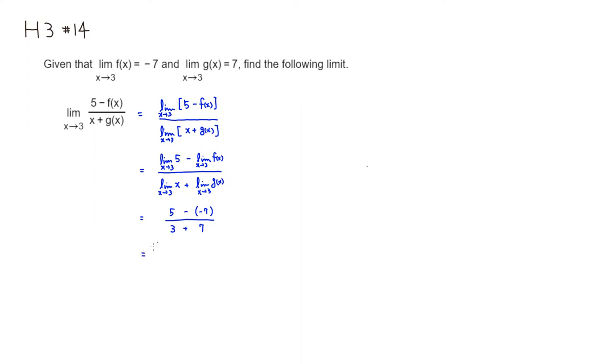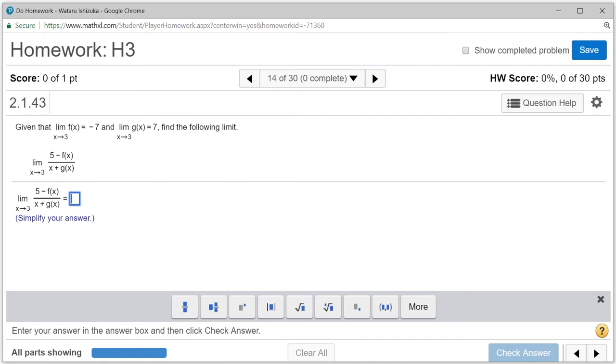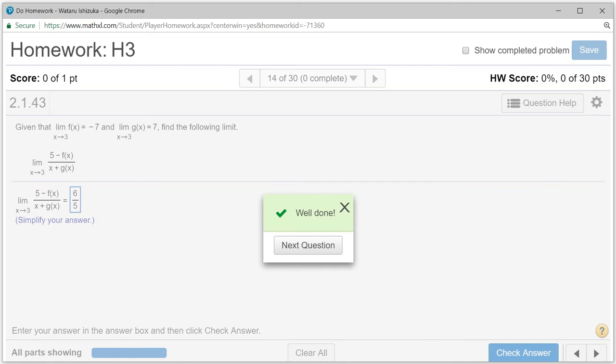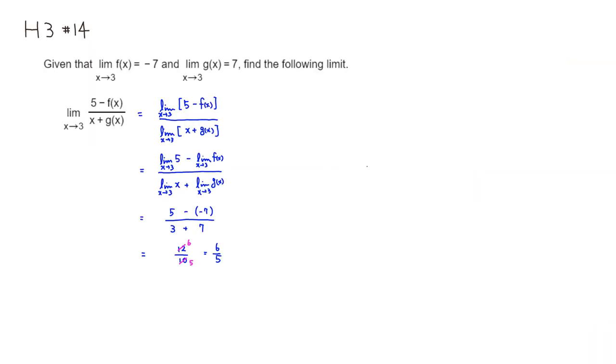So what you get is 5 plus 7, which is 12, divided by 3 plus 7, which is 10. Both numbers are even, so divide by 2: you get 6 over 5. Let's type it in, 6/5. Check the answer. All right, that's it. I hope that this was clear.